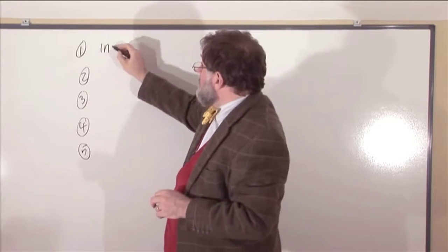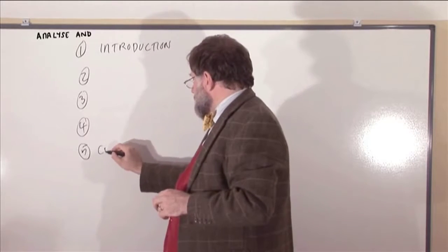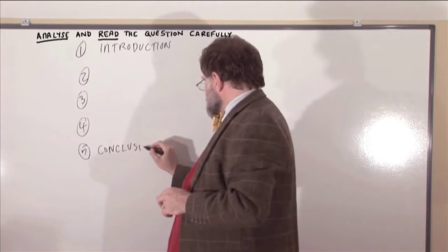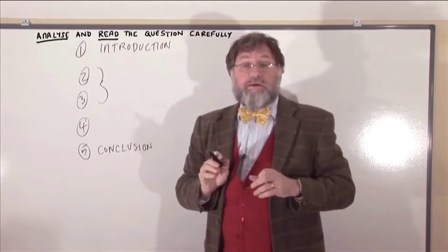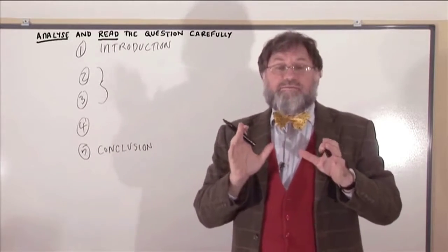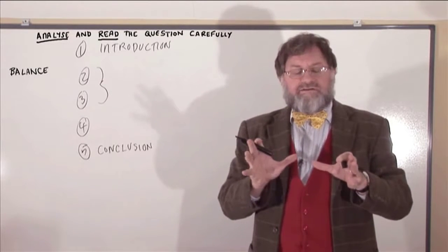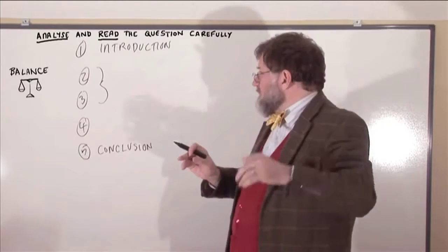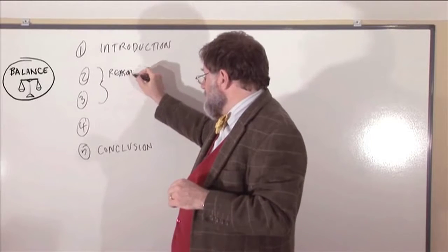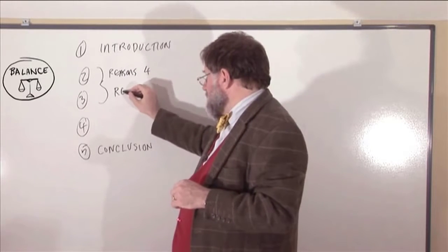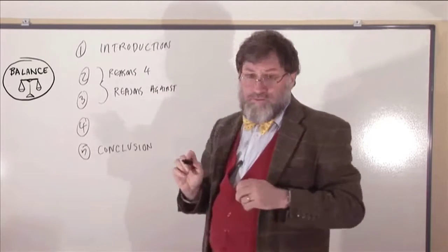Unit 1 would be the introduction, and Unit 5 would be the conclusion. Units 2 and 3, paragraphs 2 and 3, are those paragraphs where you are going to demonstrate to the reader that you know what you're talking about. These paragraphs need to establish that everything is balanced. So, for example, in an argumentative essay, maybe paragraph 2 would be the reasons for the proposition, and paragraph 3 would be the reasons against the proposition.